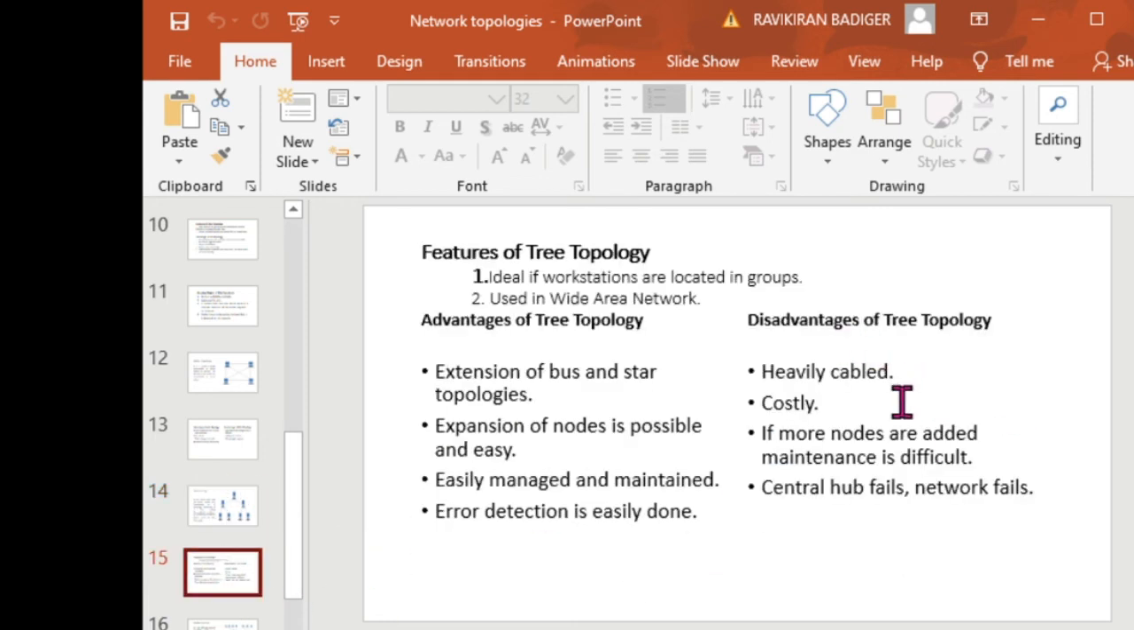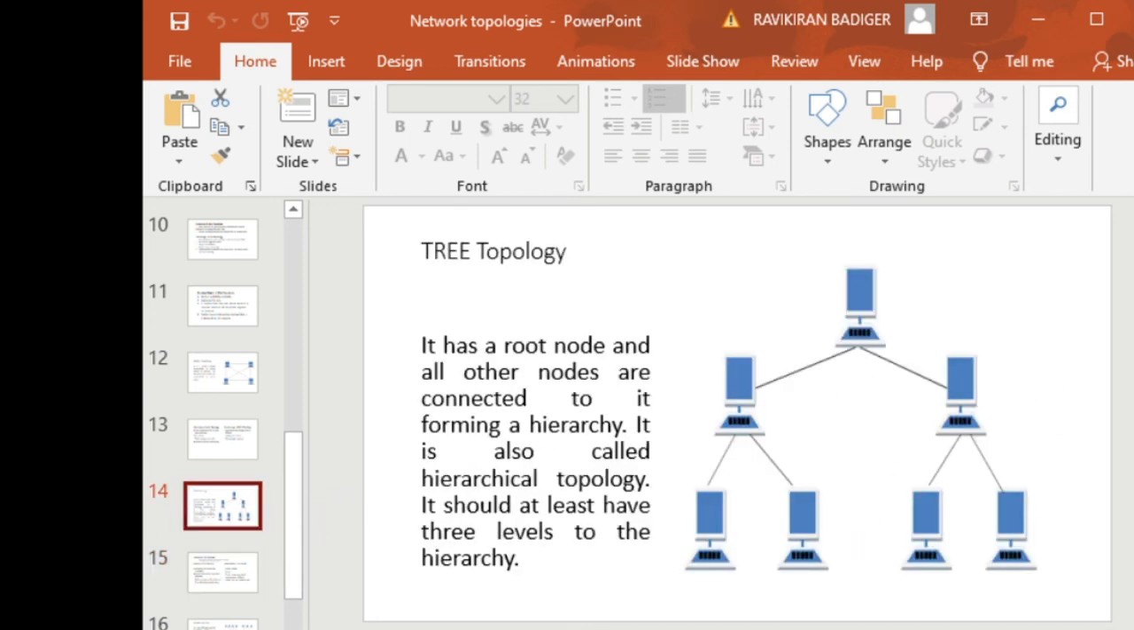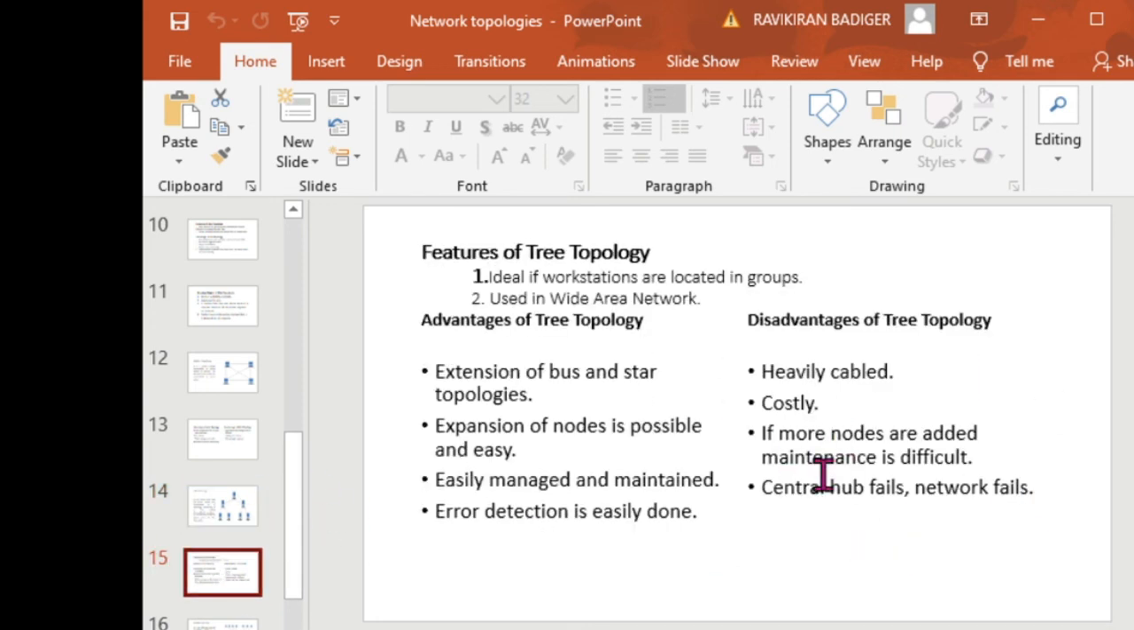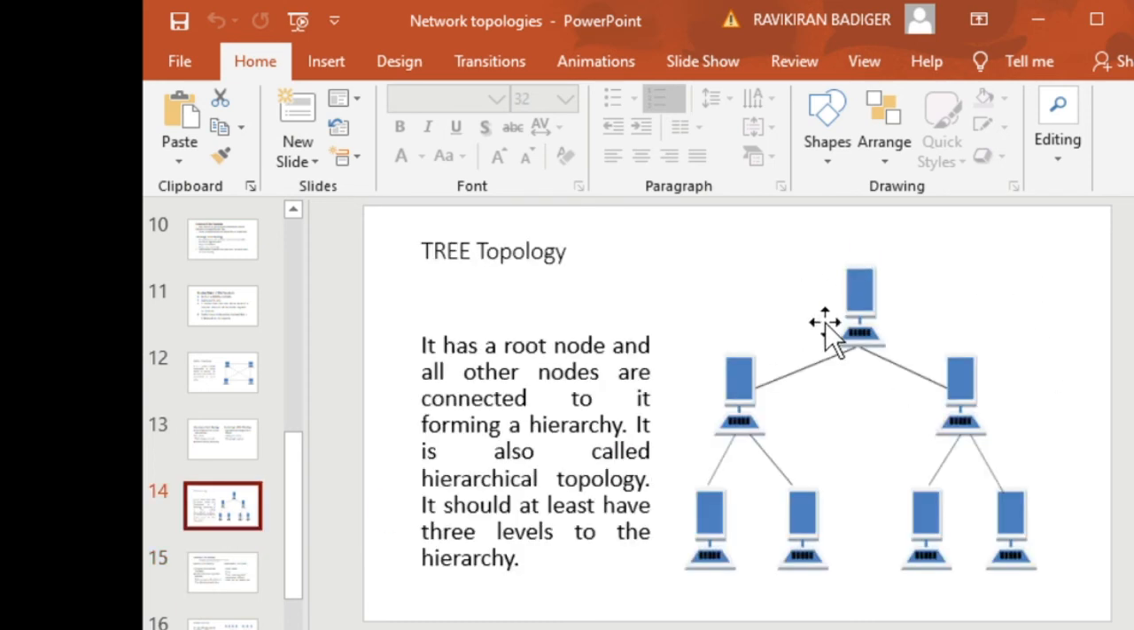If you consider the disadvantages, heavy cabling is involved. If nodes are added or deleted, then maintenance will be very difficult. And the main disadvantage of this tree topology is if the central hub fails, then the entire network fails. Otherwise the tree topology works very fine.